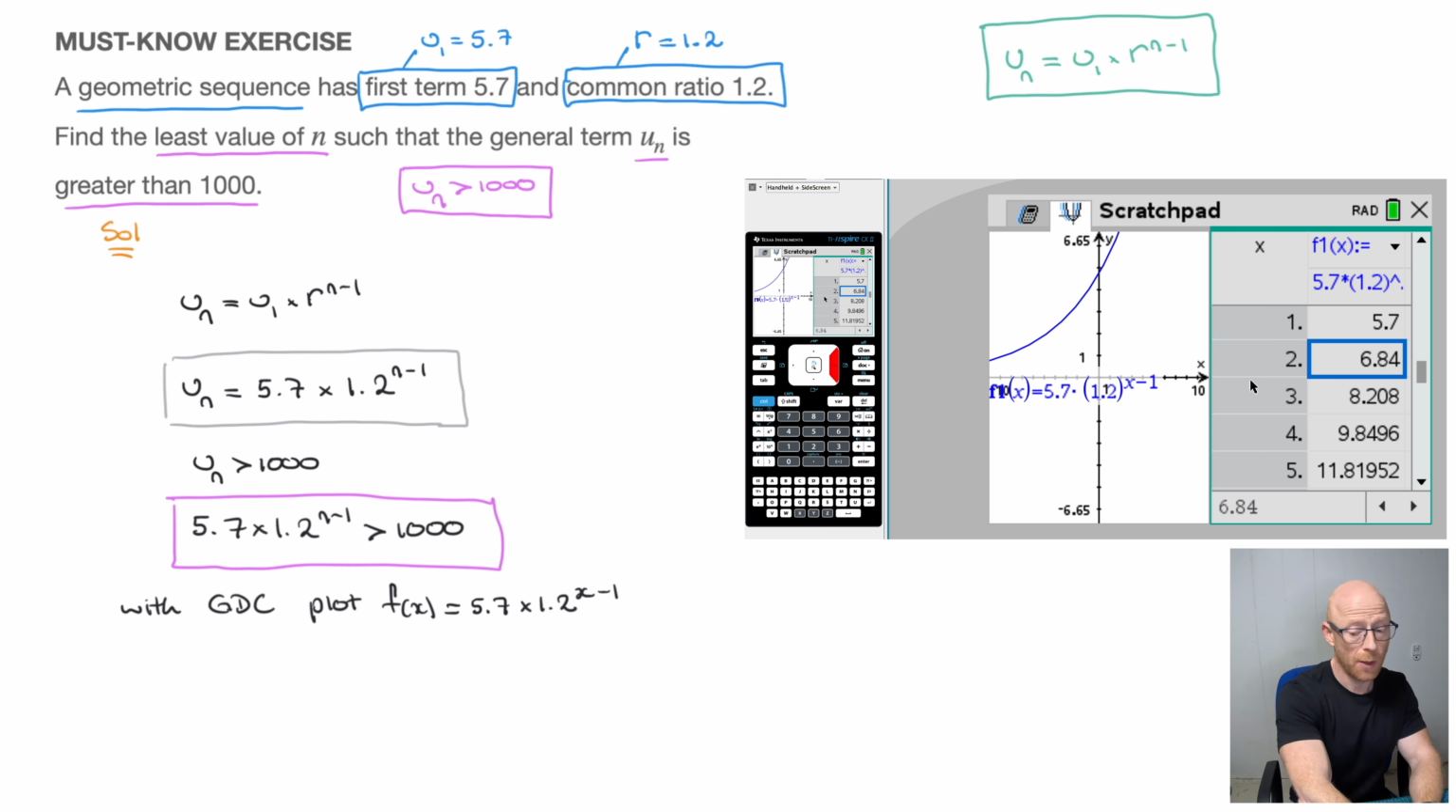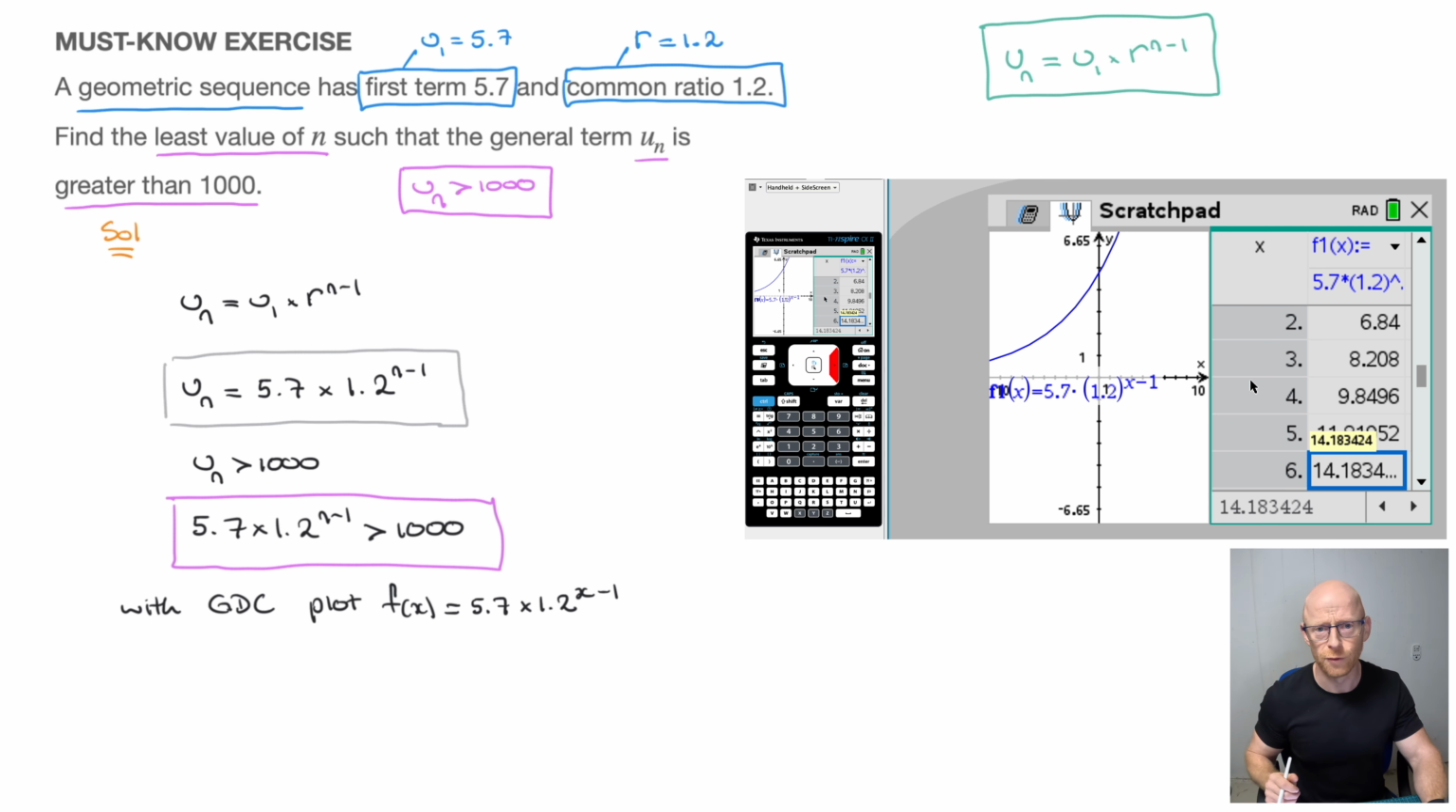So for instance, let's say I wanted to find the 6th term, then I would go down to the value x equals 6, and I could see right away that the term in the sequence would be 14.183424. And as such, we could carry on forever this way. But remember, we're trying to figure out the first term which is greater than 1000. And all we have to do for that is scroll down in this table of values until we reach a value in the second column which is greater than 1000.